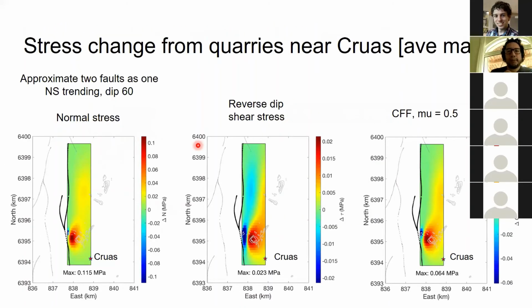So this is the result on a fault trending northeast near the nuclear power plant. We merged the two faults into one, and we set the dip of the fault to about 60 degrees dipping to the east. And as we can see, the quarry activity has induced about 0.1 megapascal change of normal stress and much less change of shear stress. And the change of Coulomb stress is on the order of 0.06 megapascal.